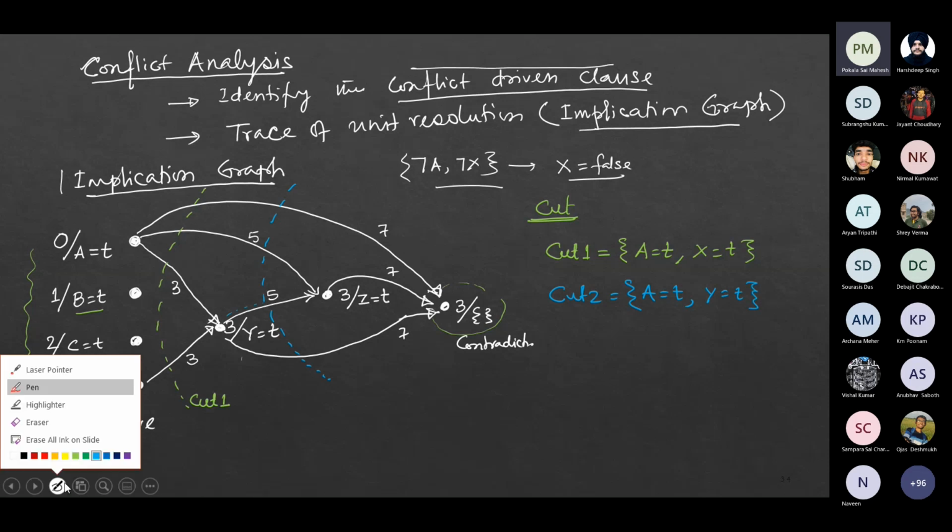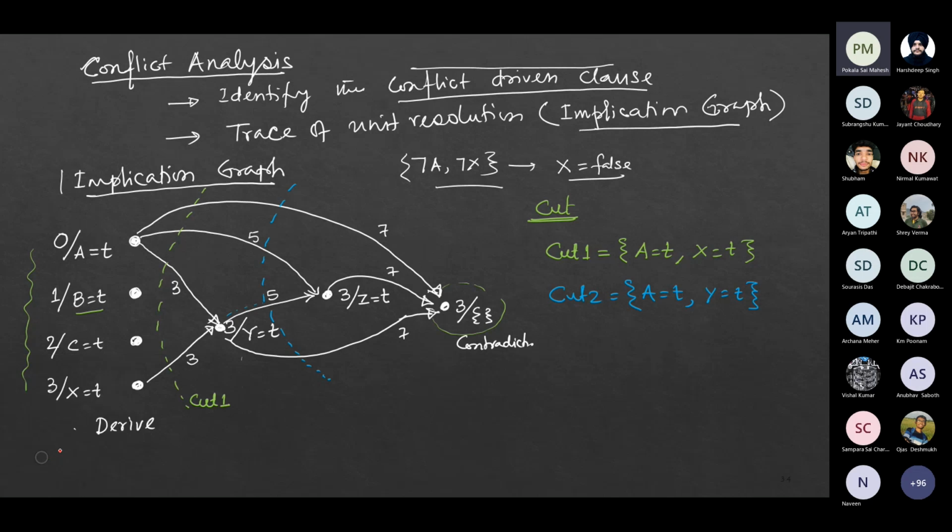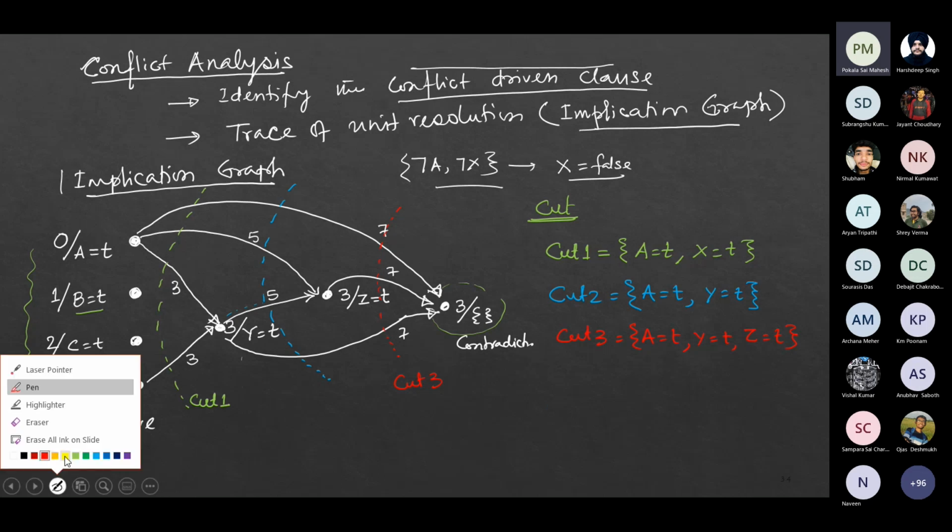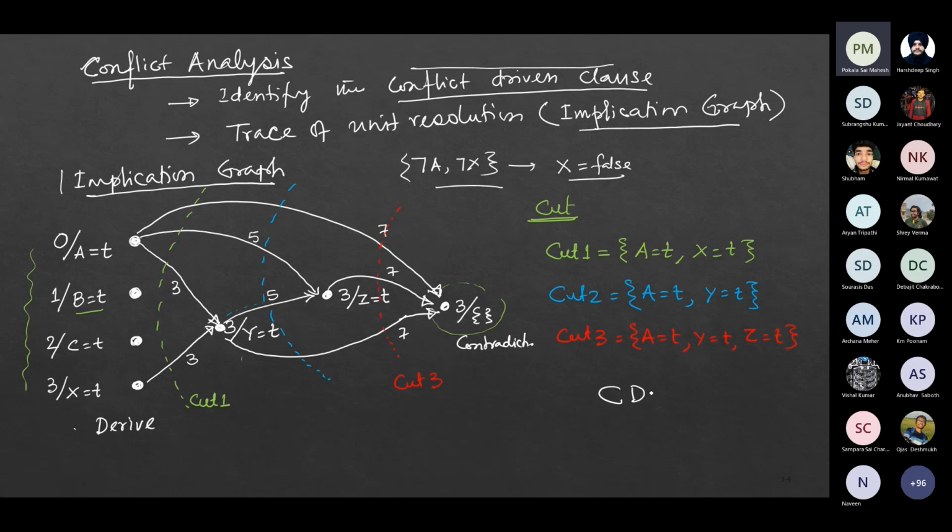Now you have another cut which is in the form of, say, this. And this will give us our cut 3. And what will cut 3 contain? Of course, A equal to true, and then Y equal to true, and Z equal to true, right? So basically, these are the 3 conflict-driven clauses. So these are the 3 CDCs.